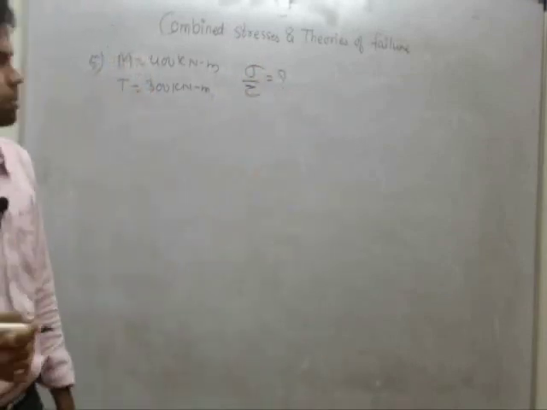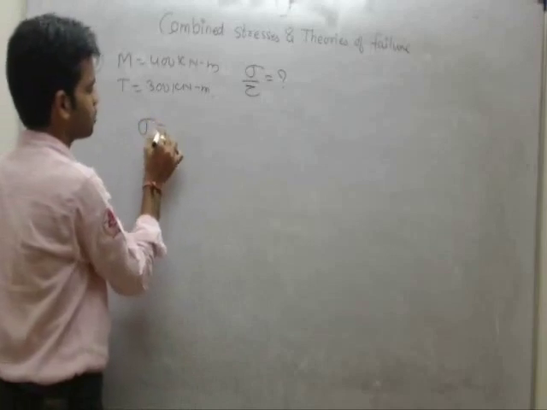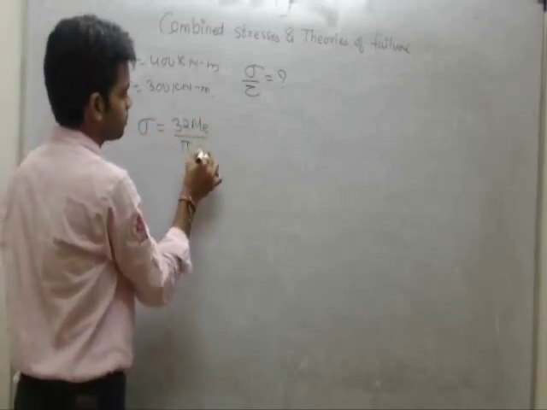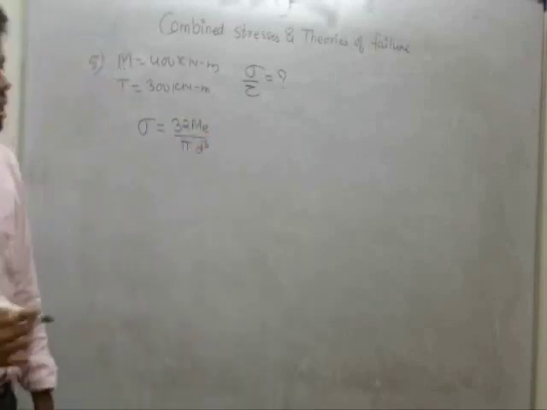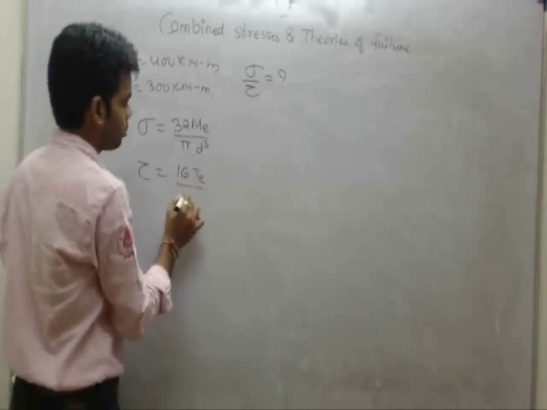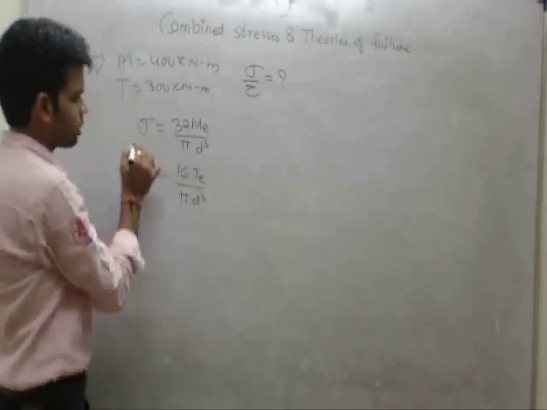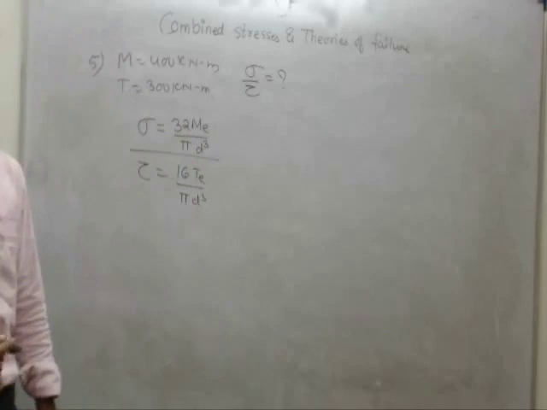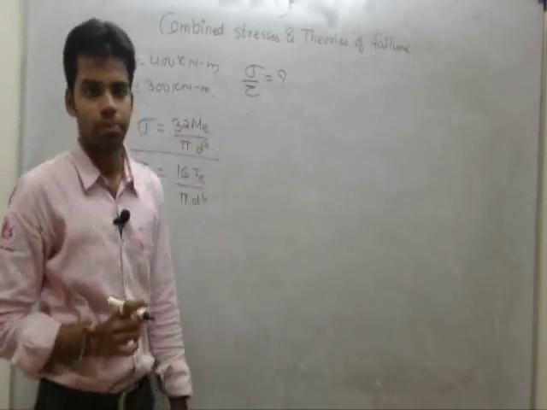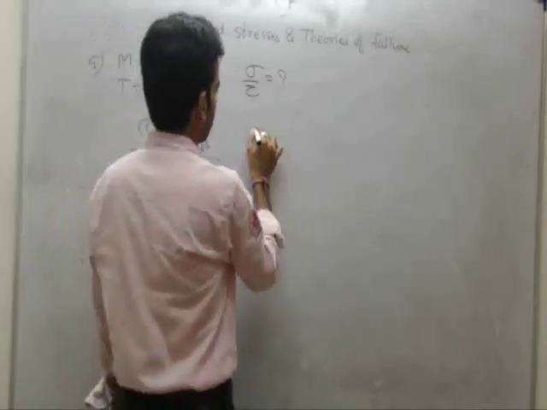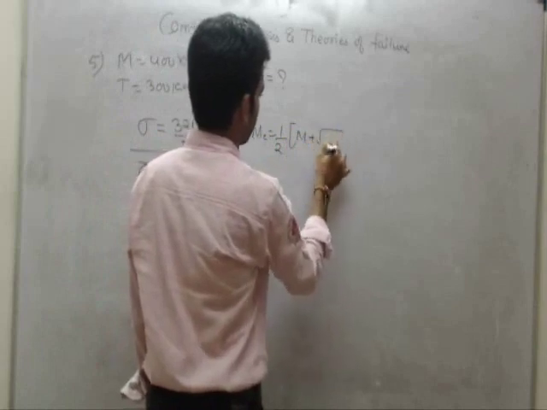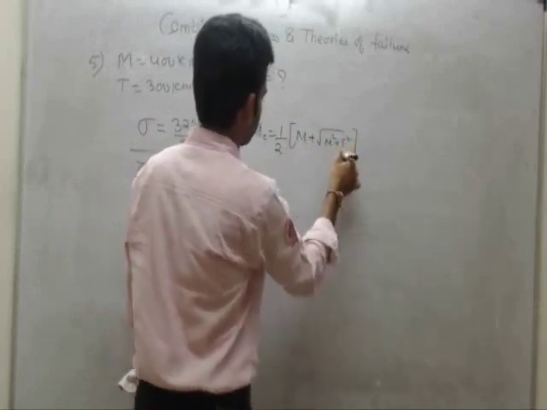According to principal stress theory, this sigma will be equal to 32 Me upon pi d cube, 32 Me by pi d cube. According to maximum shear stress theory, tau is equal to 16 Te by pi d cube. So to determine the value of sigma by tau, we will have to first determine the value of this equivalent bending moment and equivalent twisting moment, and that we can easily determine. Equivalent bending moment Me is equal to half of M plus under root of M square plus T square.